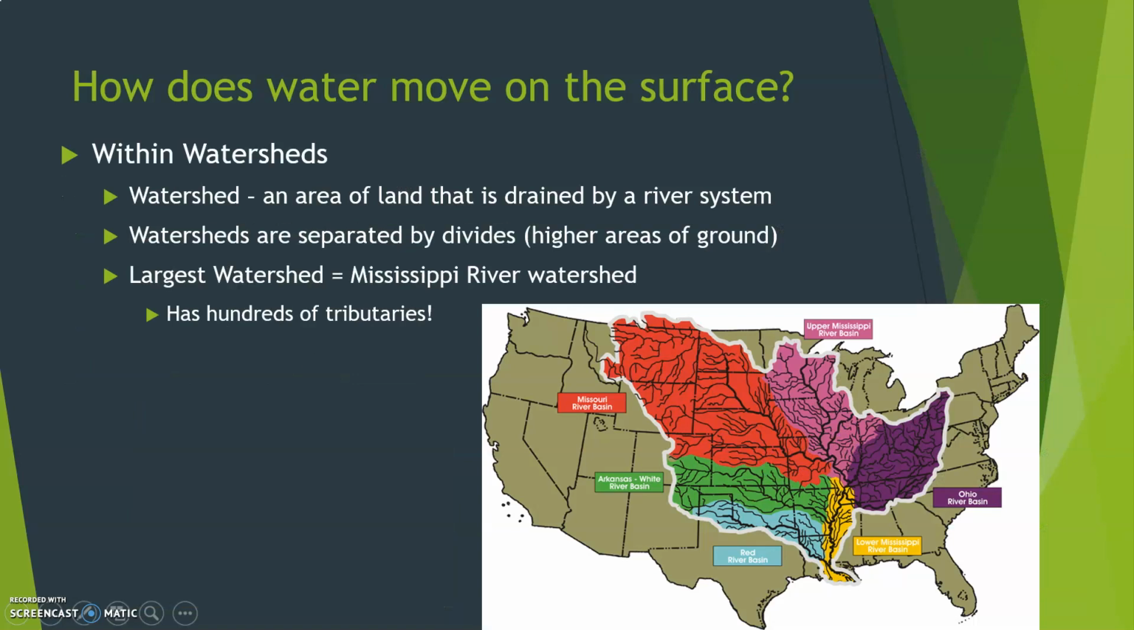So within the earth, or within even our country, we have what's known as watersheds. And watersheds are how water moves on the surface. So watersheds are an area of land drained by a river system. Most of them are going to fall with areas that have large rivers flowing through them. So we do have watersheds here. And all of these are based on the Ohio, the Mississippi, etc., the Arkansas. All of these are river basins. So watersheds are separated by divides or higher areas of ground, and the largest is the Mississippi River watershed. And that's because the Mississippi River is so large in size. So there are hundreds of tributaries that feed into the Mississippi.